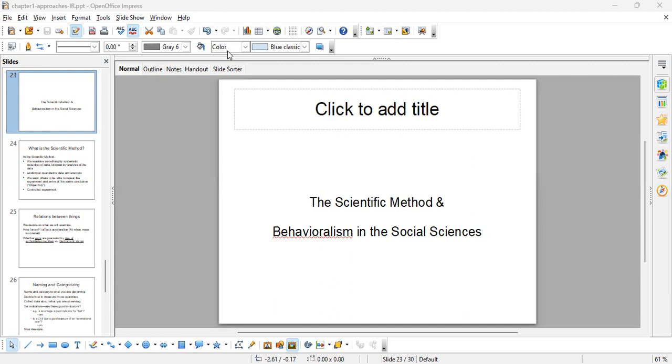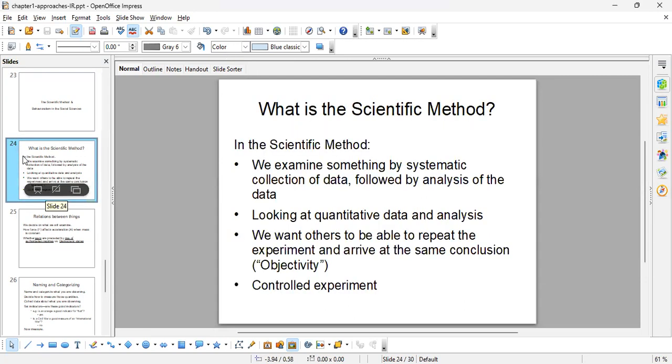This time we're looking at the scientific method and behavioralism in the social sciences. So what is the scientific method? In the scientific method, we examine something by systematic collection of data, followed by analysis of the data. Usually we're looking at some kind of quantitative data, but it doesn't have to be that.